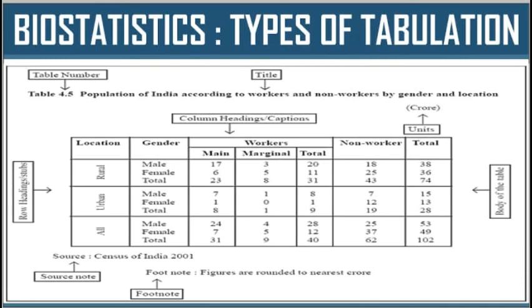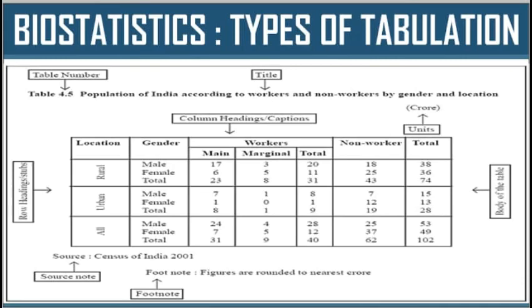So first we'll have a table number, then we'll have a title. What does the title do? The title explains what the entire table is about. Let's say here the table is about the population of India according to workers and non-workers by gender and location.